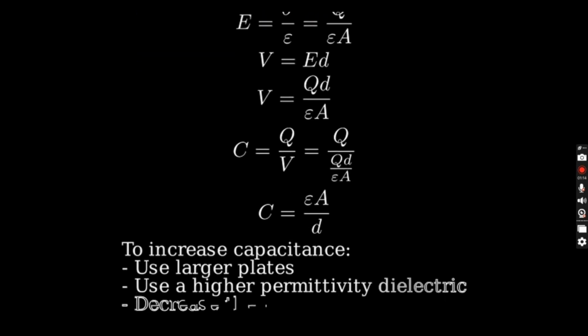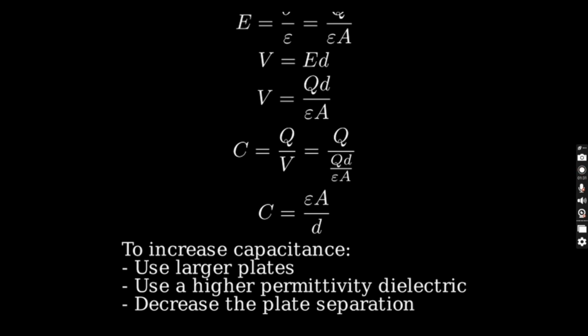This expression shows that the capacitance is directly proportional to the area of the plates and the permittivity of the dielectric, and inversely proportional to the separation between the plates. This means we can increase capacitance by using larger plates, using a dielectric with higher permittivity, or decreasing the separation between the plates.